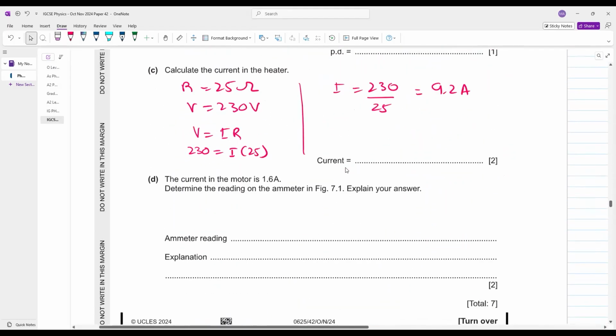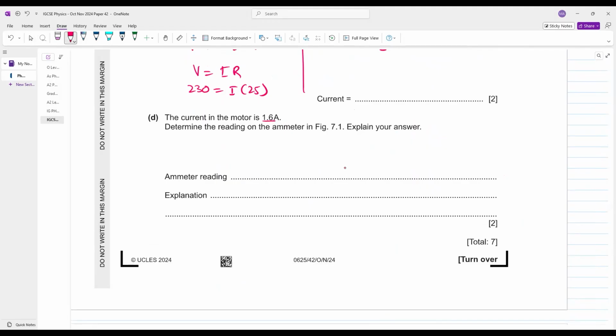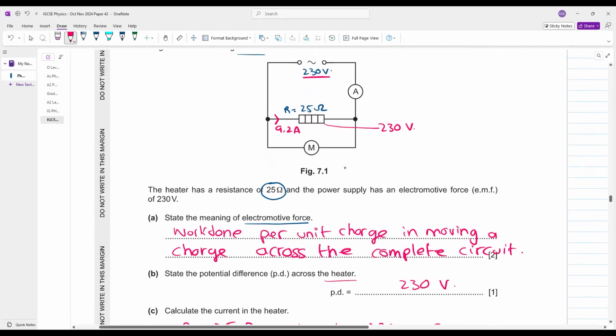The current in the motor is 1.6 amperes. So let's also mark that. The current in the motor is 1.6 amperes.